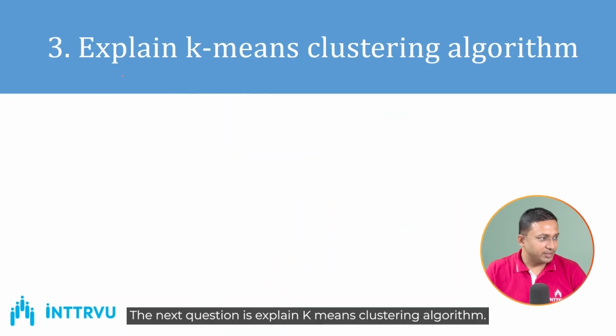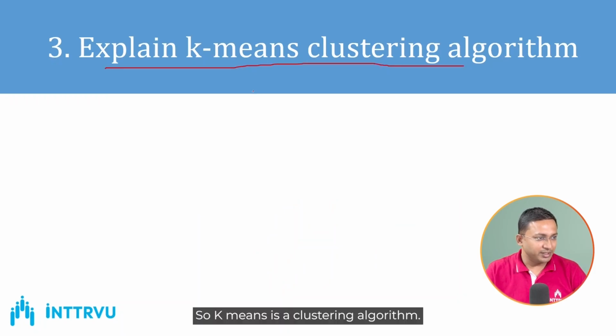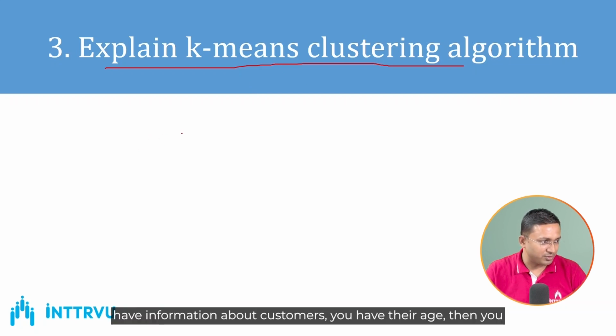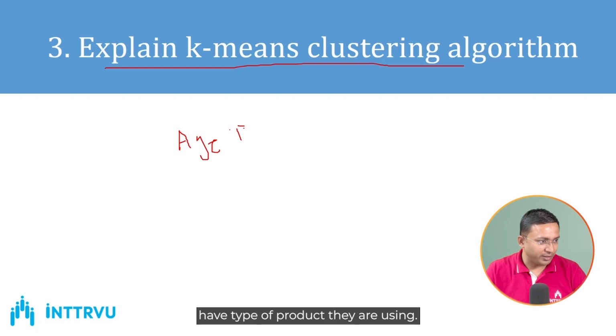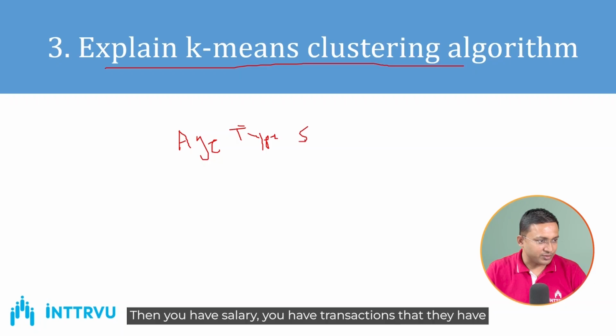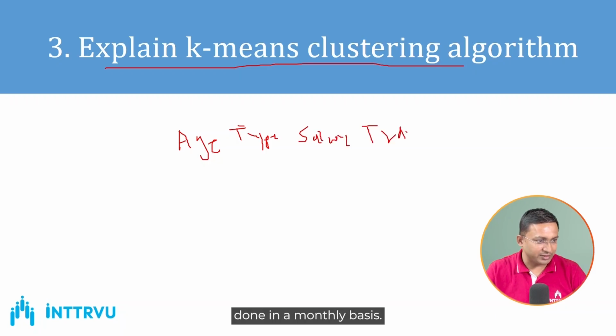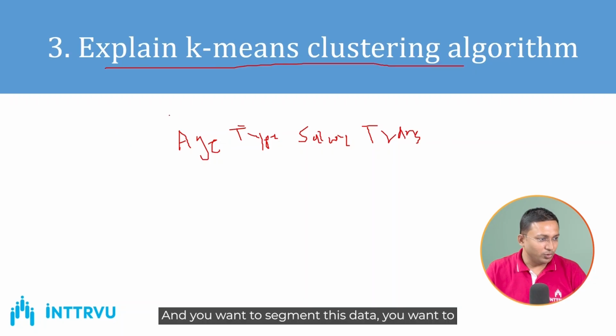The next question is explain k-means clustering algorithm. So k-means is a clustering algorithm. Let's say that you have a data set. You have information about customers. You have their age, then the type of product they are using, then salary. You have transactions that they have done on a monthly basis. What's the amount for that?